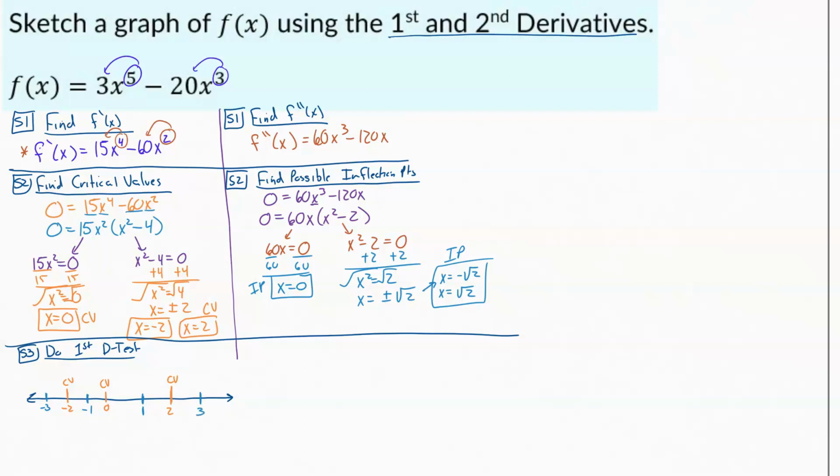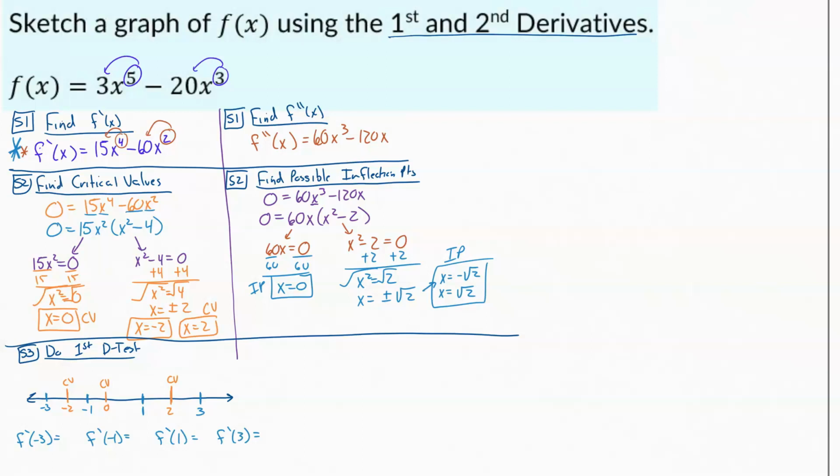So this is a first derivative test. We are testing everything in our first derivative, what we got out from step 1 here. So we are going to do f prime of negative 3 equals, f prime of negative 1 equals, f prime of 1 equals, and then f prime of 3 equals. And as we do this, we don't really care about the number, right? We really just care about the positives and the negatives that come out of there.